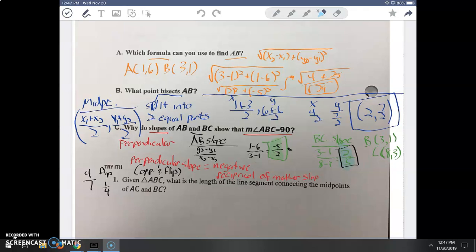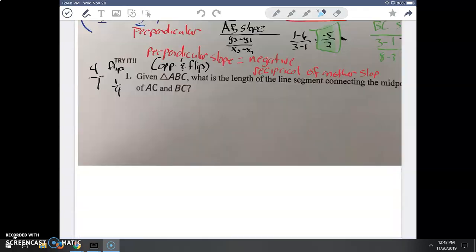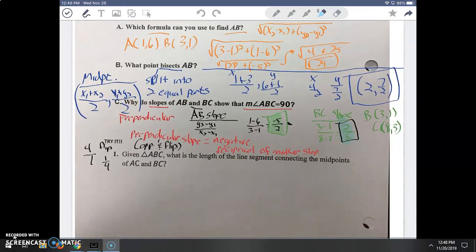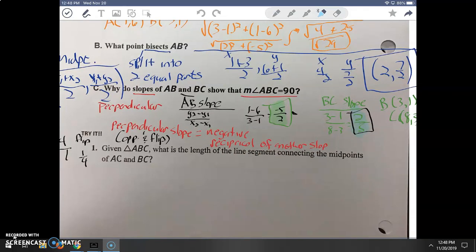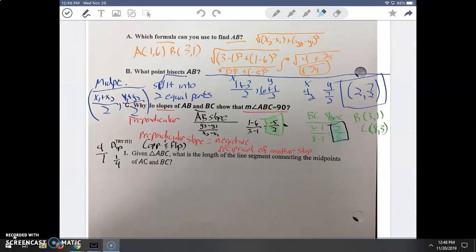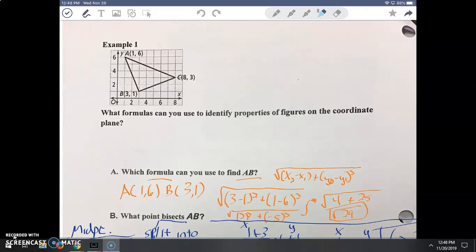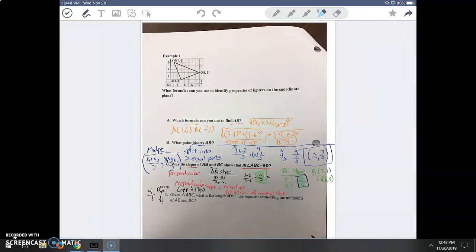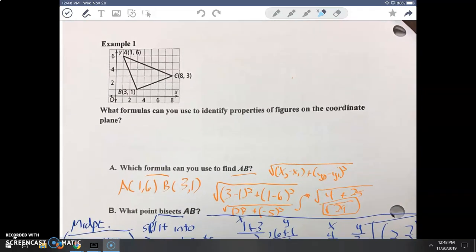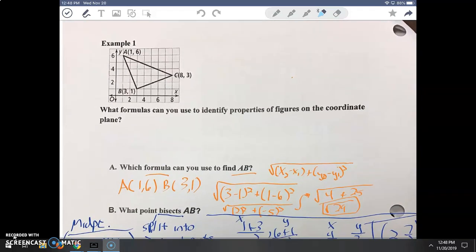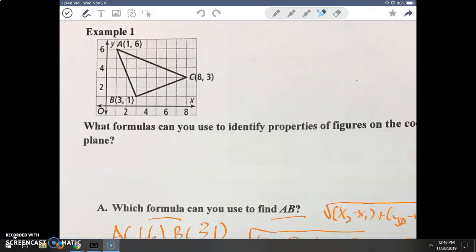Now, the one that shows below, for you to try, says, given ABC, what is the length of the line segment connecting the midpoints of AC and BC? What it's asking you is, you're looking for the midpoint. This one's going to ask for a lot of work, but you have the midpoints of AC, which is, I don't know, somewhere in that area right now.